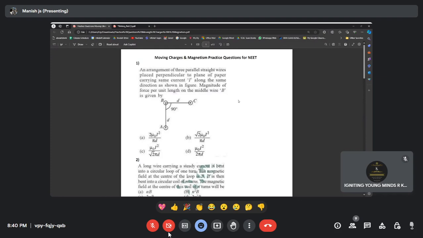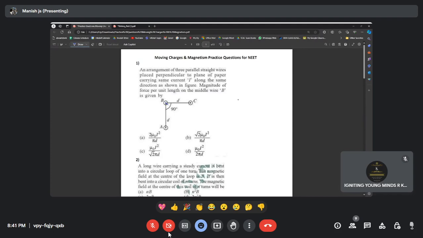The distance between A and B is d. The distance between B and C is also d. And the angle between them is 90 degrees. That means AB is perpendicular to BC. So that is all the information we have. The current is I through the wires, the same in all; there is no change in current. They are asking what is the magnetic force per unit length on the middle wire.